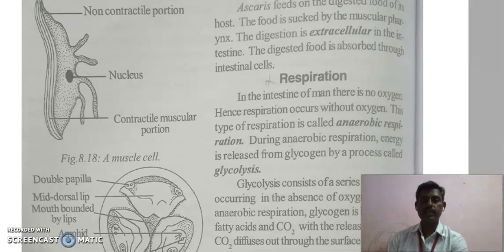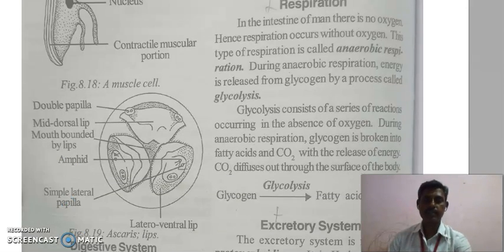About respiration: in the intestine of man there is no oxygen. Hence, the respiration occurs without oxygen. We call it anaerobic respiration. During anaerobic respiration, energy is released from glycogen by a process called glycolysis.